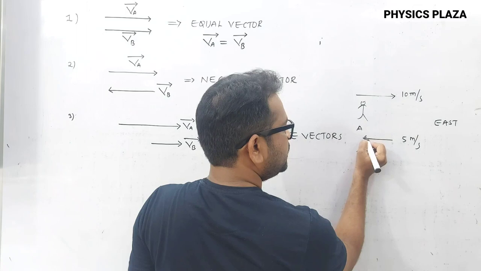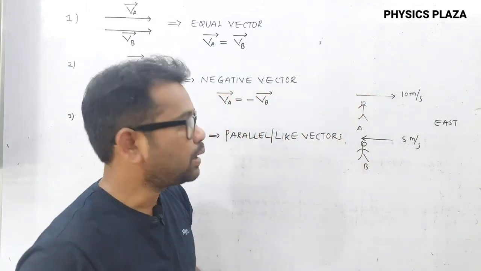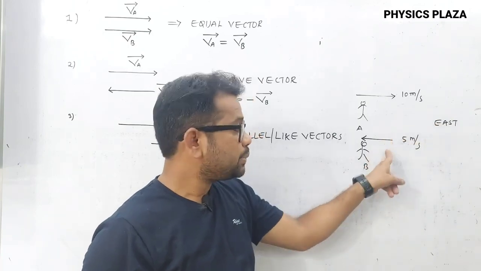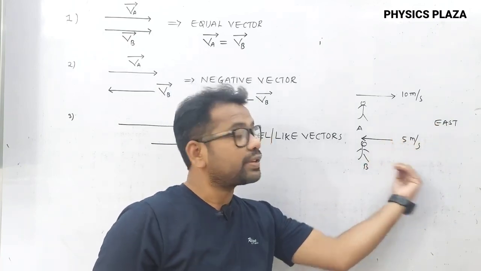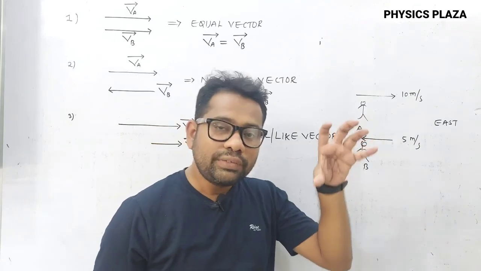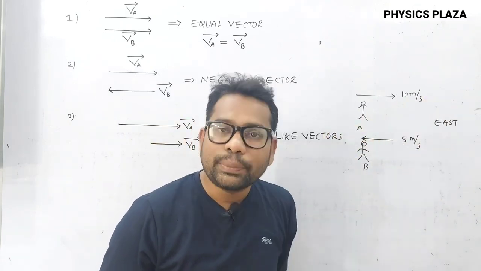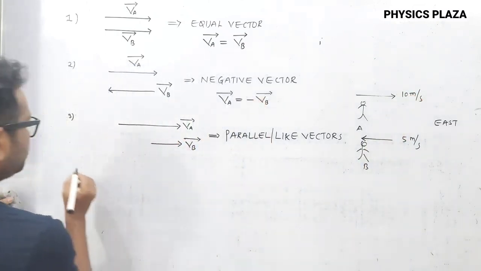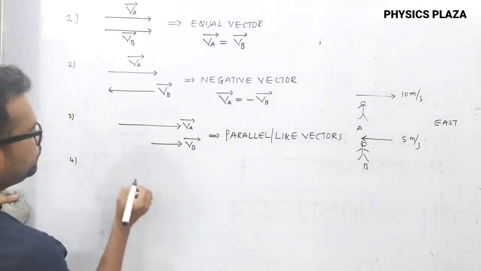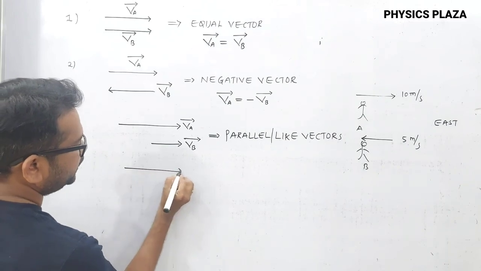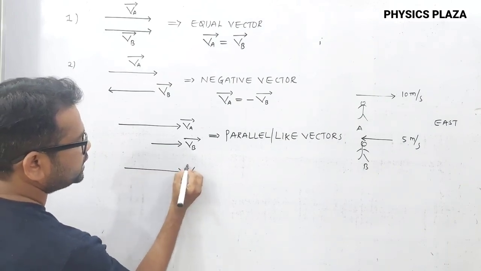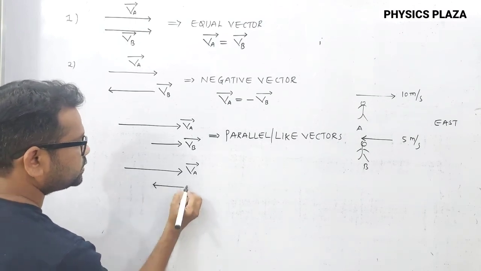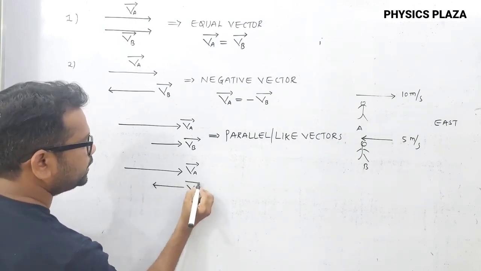Now children, in this same example only, let us change this one. Person A is going with 10 meter per second in east, person B is going with 5 meter per second towards west, quite opposite. Now how can we represent the velocities of these two persons? Look here, the fourth example. The velocity of person A is in this direction because it is towards east, whereas person B is towards like this. This is the velocity of person B.